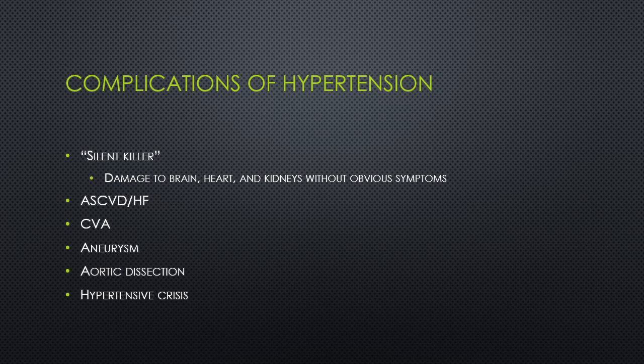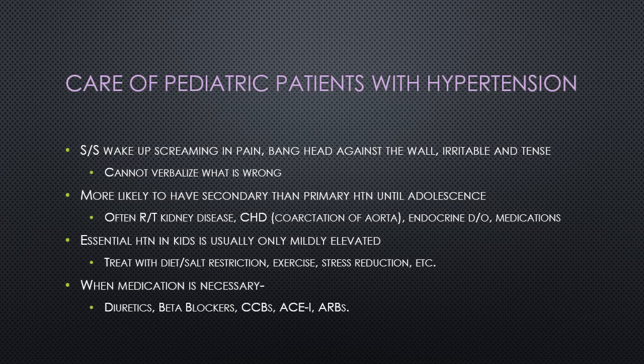And sometimes, one of the first things people will notice is some visual changes or just some general things. Or if the kidneys have been damaged, they may start to notice some foam in the urine from leaking protein into the urine. It can lead to cardiovascular disease, heart failure, strokes, aneurysms, aortic dissections, and even a hypertensive crisis.